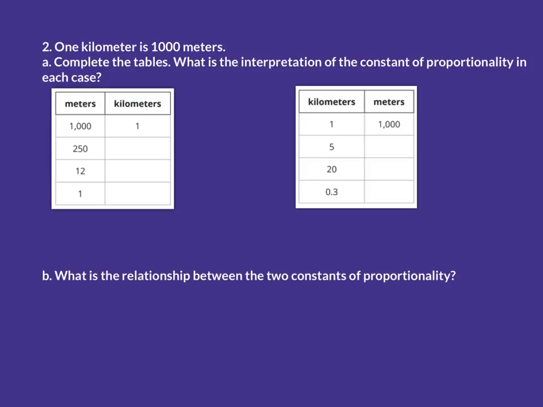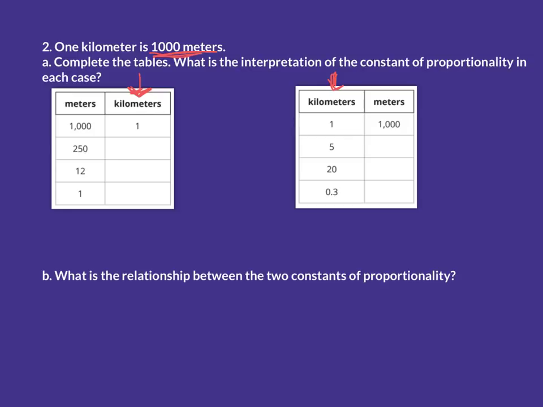Okay. Next problem. We're told that 1 kilometer is 1,000 meters, and we have to complete both of these tables based on that information. So, right here we have 1 kilometer is on the right, but on this side it's on the left. So let's see how that changes things, because believe it or not, it does.